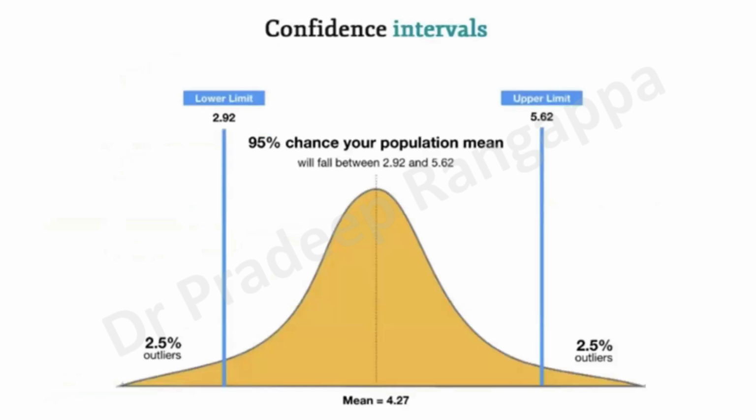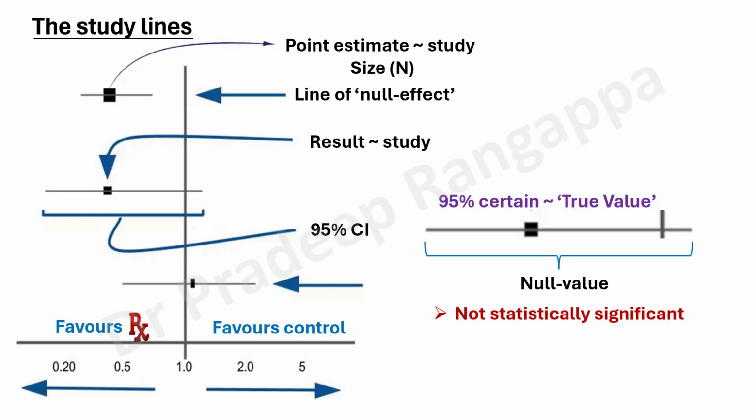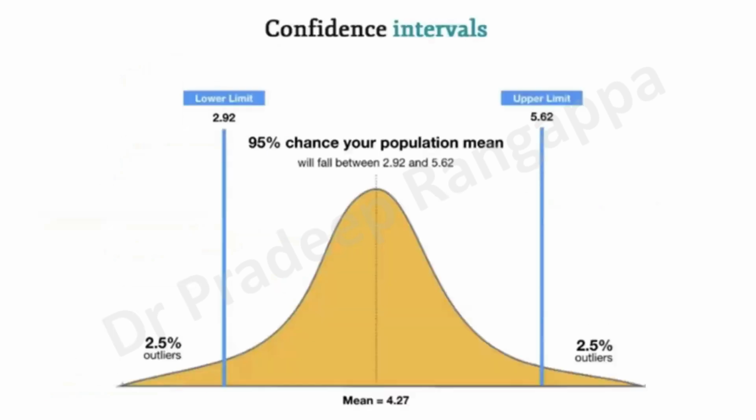Pictorially in exam, the easiest way to represent your confidence interval is to show this and say you're 95% certain that the true value lies within this boundary. If it is crossing that y-axis, in all likelihood the null value is within that range, it possibly represents the true value, and it is not statistically significant. In exams, if they ask, it's best to put this figure. Most important in confidence interval, the narrower the confidence interval, the greater the precision of the study.